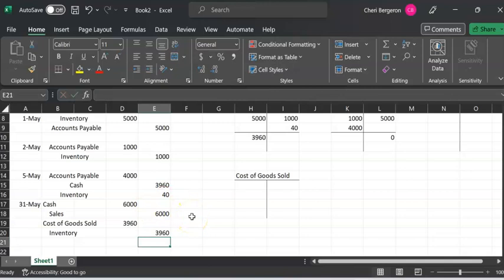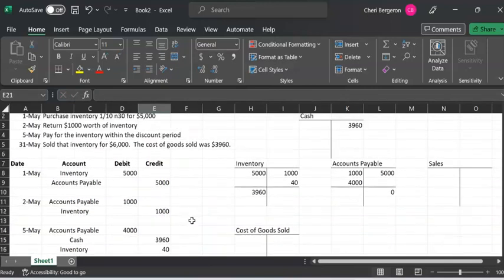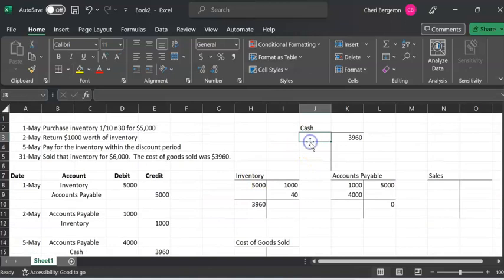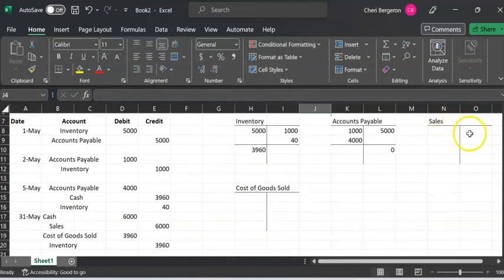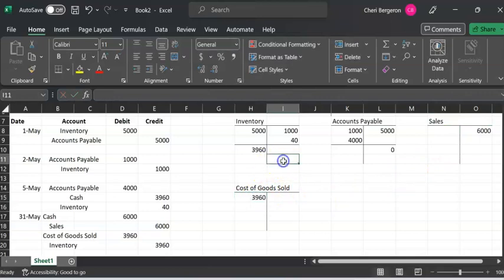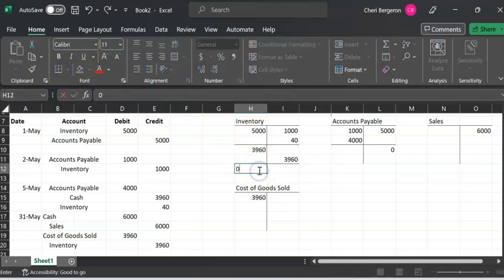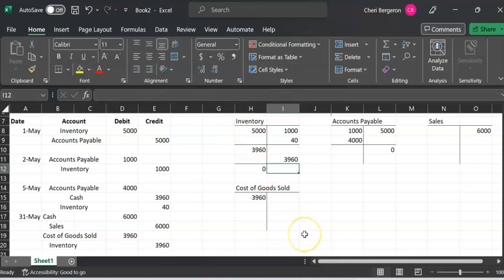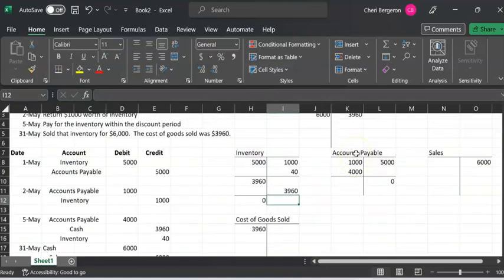So let's see what the impact is. I got cash of $6,000, put me back into a positive situation, so that's a good thing. And then I have sales of $6,000. And then I had cost of goods sold of $3,960. And I got rid of my inventory, so I credited inventory. So my new balance in inventory is now 0 because I sold it all. So I have to value it right so that it can work out like that. And accounts payable is still 0. I still don't owe anything.